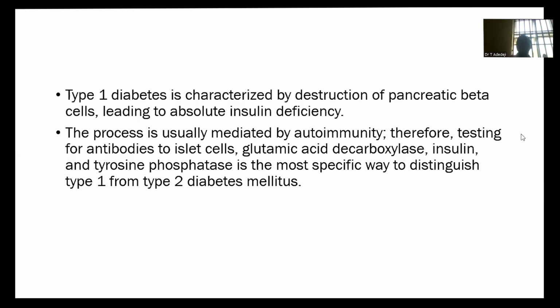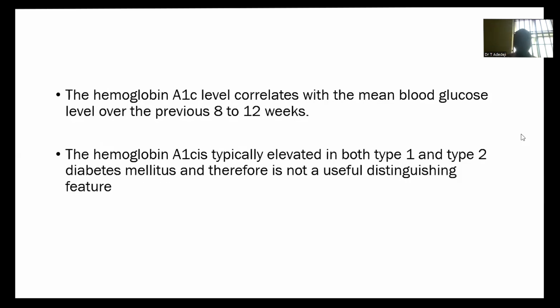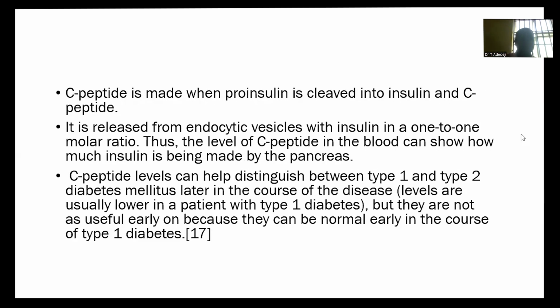It's not that these antibodies are not present in some patients with type 2 diabetes mellitus, but the titer is usually of very low value compared to that found in type 1 diabetes mellitus. Hemoglobin A1C level correlates with the mean blood glucose level over the previous 8 to 12 weeks. The hemoglobin A1C typically is elevated in both type 1 and type 2 diabetes mellitus. Therefore, it's not a useful feature to differentiate type 1 from type 2 diabetes mellitus.